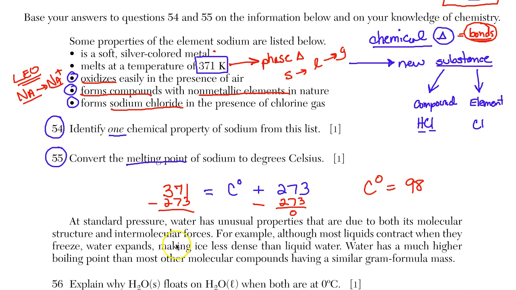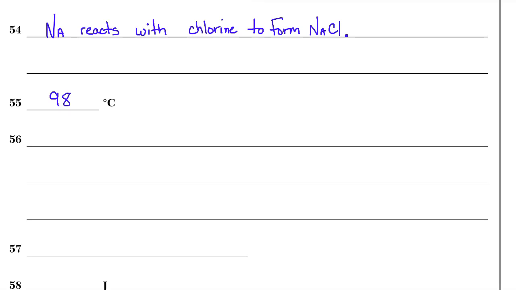All right, so let's put that in. Of course, we are writing it into our booklet. For number 55, you can't put it where the test is. All answers go in the booklet. So number 55 is 98.